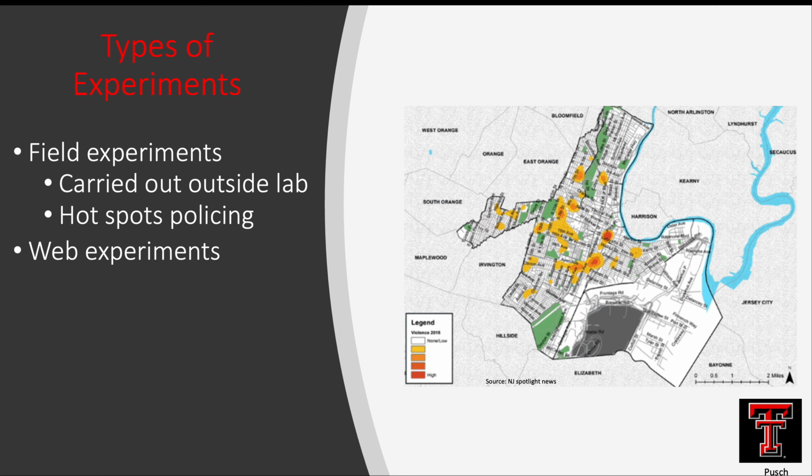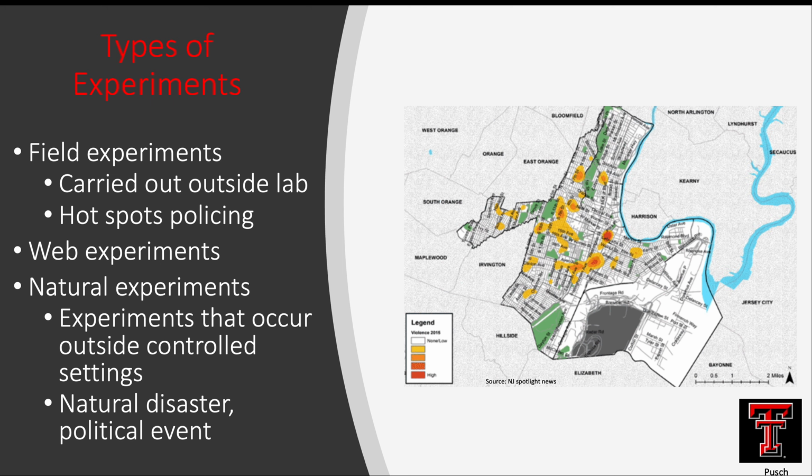Web experiments, which are done online, and then natural experiments. These are experiments that occur outside control settings. So, a natural disaster or a political event, something that is outside the control of the researcher themselves. So a natural experiment that was done after Hurricane Katrina was looking at whether the displacement of people after Hurricane Katrina led to recidivism of people who had been released from incarceration. They found that if people were displaced, they were actually less likely to recidivate than people that were not displaced by Hurricane Katrina.